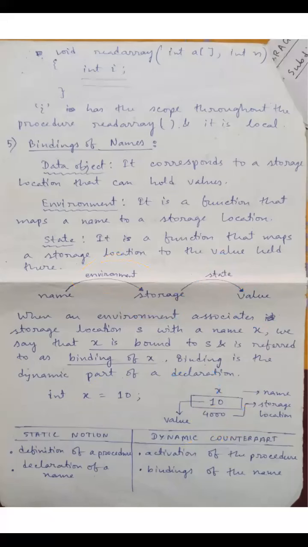So up to this point, if we want to differentiate two things, static notation and dynamic notation, what parts will be under static notation? Look, the first part is the definition of a procedure. Definition or declaration of any function is the static part, because we normally declare or define a function inside our code, and that code will be compiled before running. So declaration or definition of any function is under the static part. Then declaration of a name: you are declaring a function, you are declaring a variable. All these declarations are under the static part.